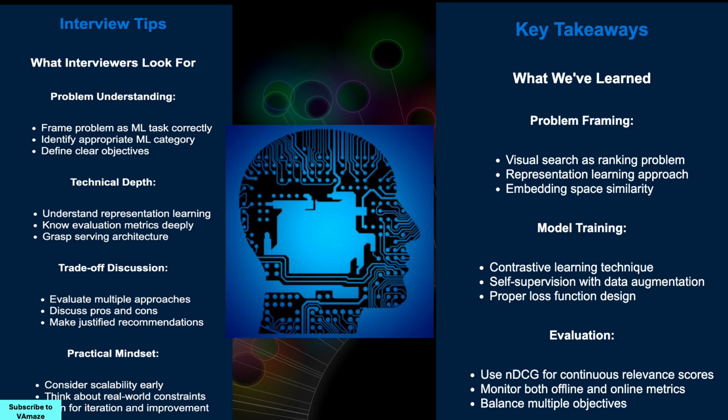Building a visual search system is a fascinating challenge that combines computer vision, information retrieval, and large-scale system design. The techniques we've discussed today, representation learning, contrastive training, approximate nearest neighbor search, and ranking evaluation, are fundamental building blocks that appear across many ML applications, from recommendation systems to document retrieval and similarity search in countless domains. The key insight to remember is that we transformed a seemingly complex problem, finding visually similar images, into an elegant geometric problem in embedding space. Once we have good embeddings, the rest becomes engineering: efficient indexing, fast nearest neighbor search, and thoughtful re-ranking.